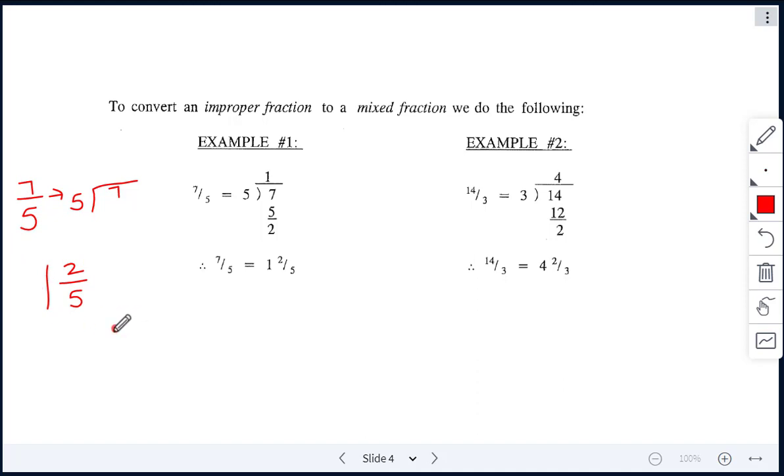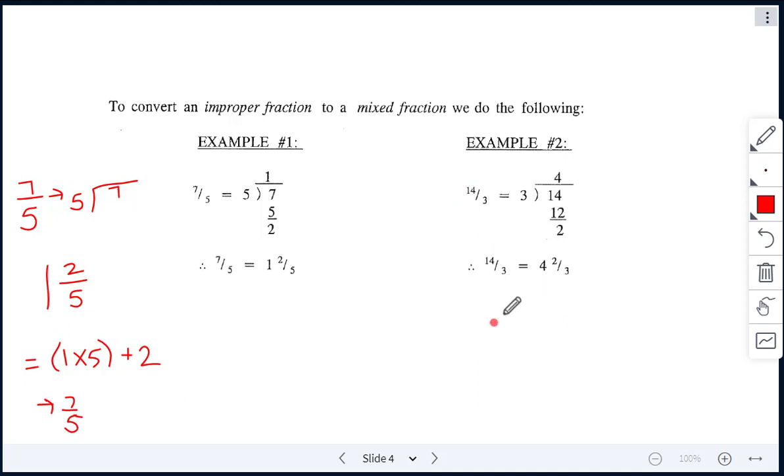And the way you can check that is very easily done. You multiply the whole number by the denominator. So you multiply the 1 times the 5, and then you add the numerator, plus 2. All right, the denominator stays the same. So if you check that, 1 times 5 is 5, plus 2 is 7. So we end up with 7 over 5. So we go back to the fraction, which was 7 over 5.